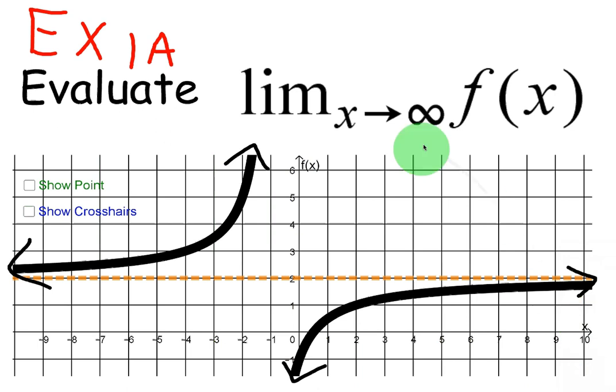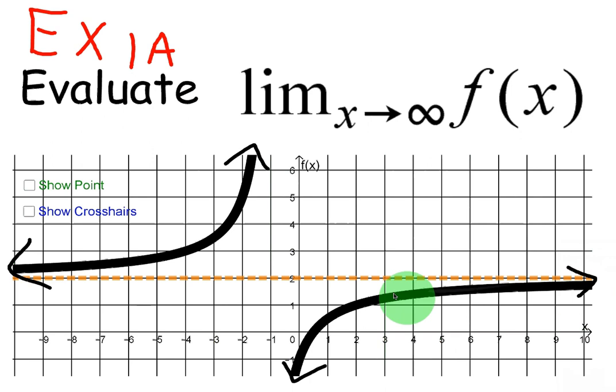Now we're going to take a look at what happens when we have limits as x approaches infinity, not just a finite number. So let's go ahead and take a look at this graph. It says evaluate the limit as x approaches infinity of f of x. Well, what does it mean for x to approach infinity? It means that x keeps getting bigger and bigger and bigger.